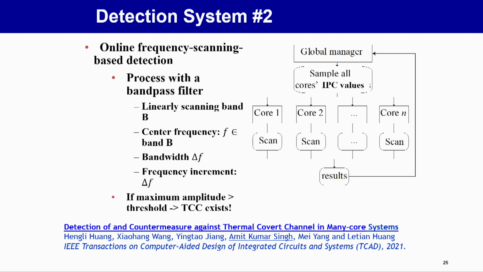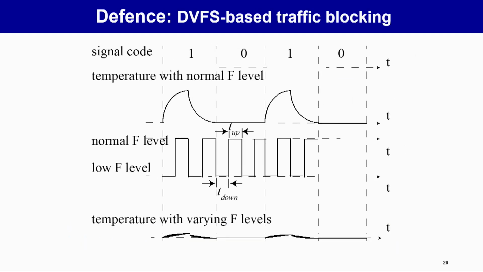Any questions? No? Okay, now let's look at the defense, how you can stop it. Here this one is called DVFS-based traffic blocking. DVFS means dynamic voltage and frequency scaling. You basically make the frequency go up or down, and in that process you can block it.